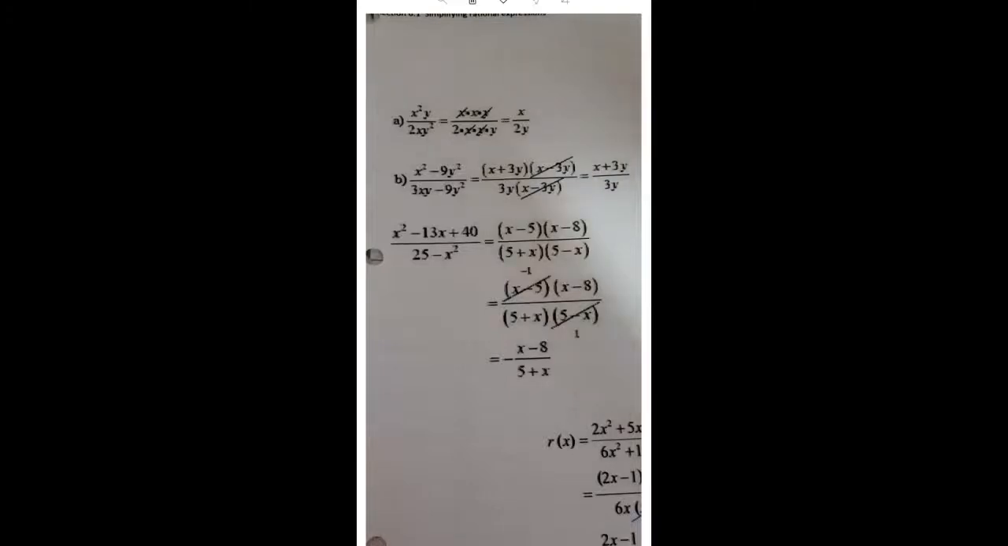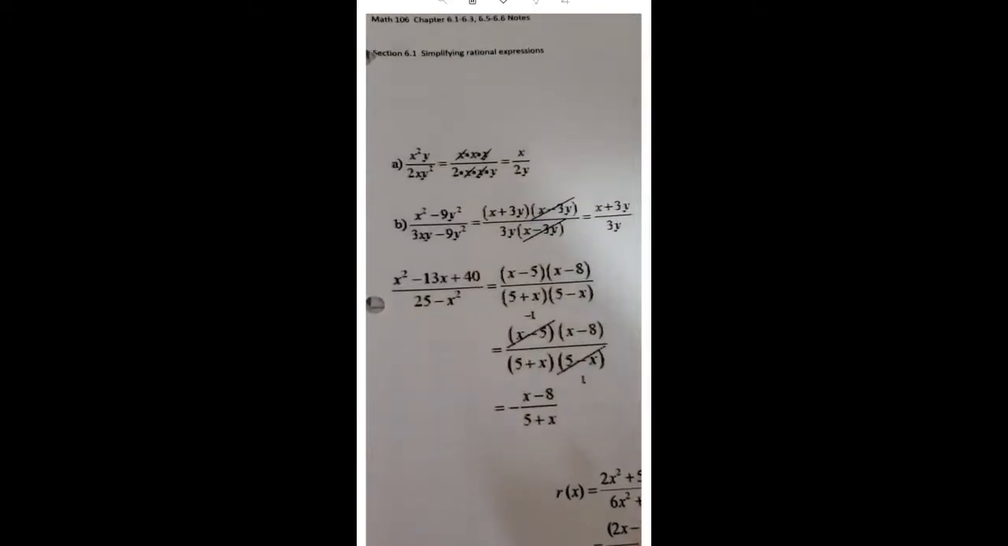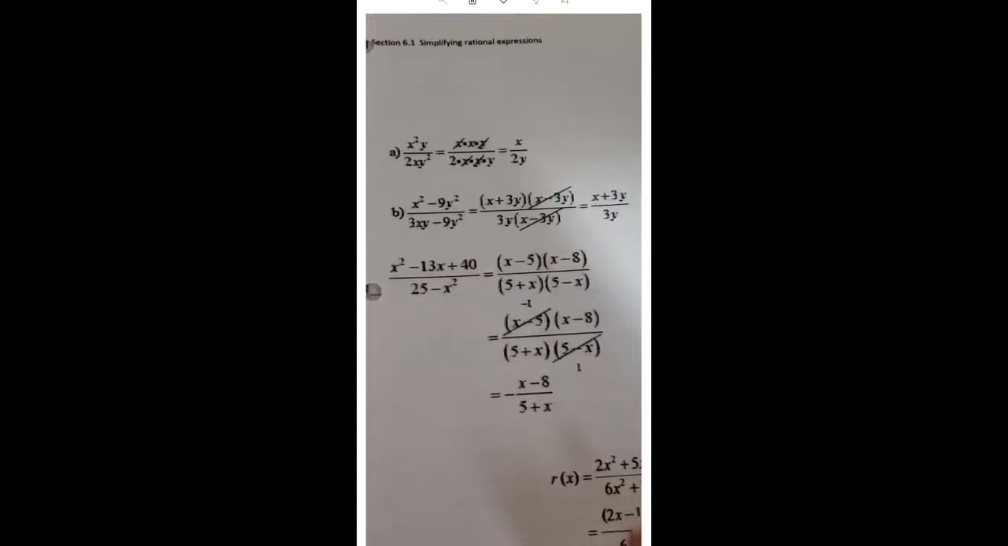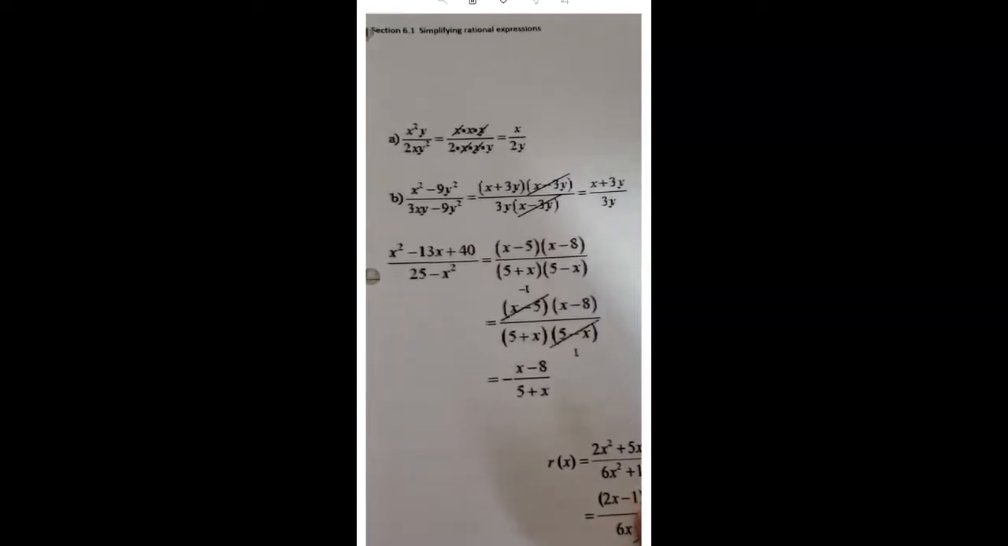We're going to start chapter 6. Chapter 6 starts by simplifying rational expressions. Rational is another word for fractions, so chapter 6 is all about fractions. We need to remember some of the things that we've already learned about fractions.